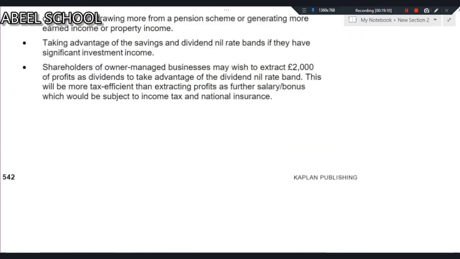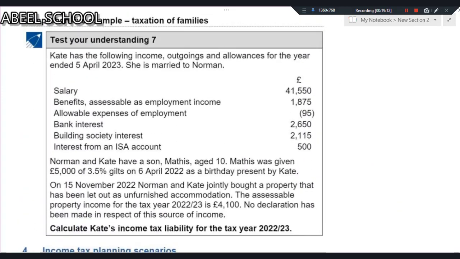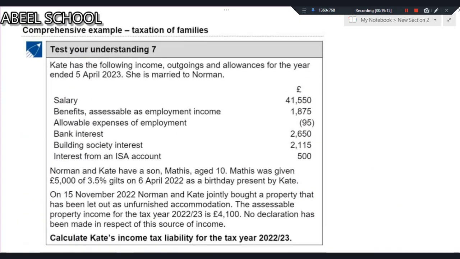At the start of the lecture, there was one question. Let's see this. The question says: calculate Kate's income tax liability for the tax year 22-23, representing Finance Act 2022. Kate has the following income, outgoings and allowances for the year ended 5th April 2023. She's married to Norman, but we are here to work out Kate's income tax liability.